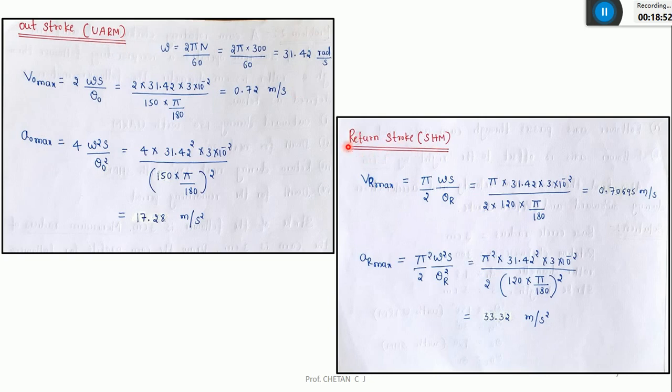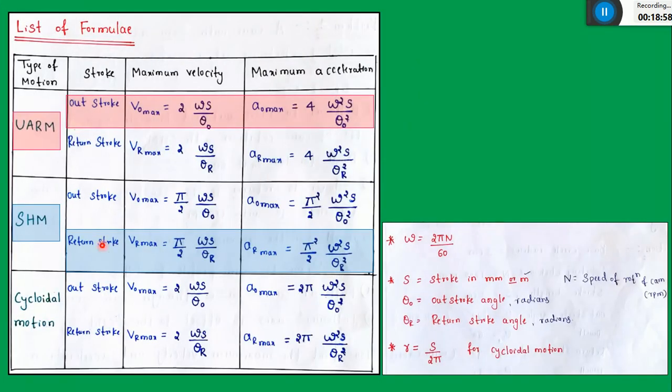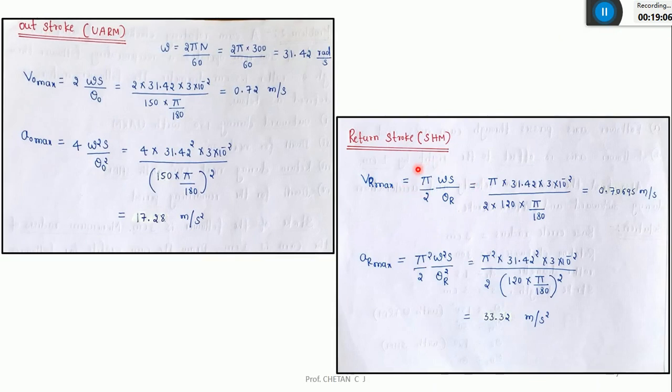Then I'll go to the return stroke, which is with a simple harmonic motion. For that, the formula is this one. I got this formula from simple harmonic motion. That is nothing but pi by 2 omega s divided by theta r. The same formula I used.